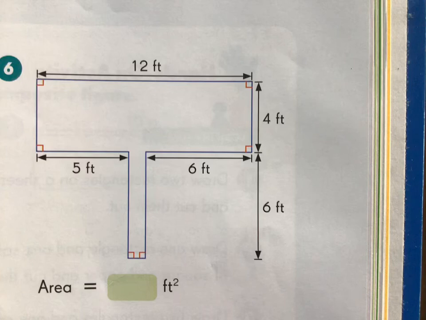This video is going to look at finding the area of composite figures. And remember, composite means made up of more than one thing. So in this case, we're going to be talking about figures that are made up of more than one shape.